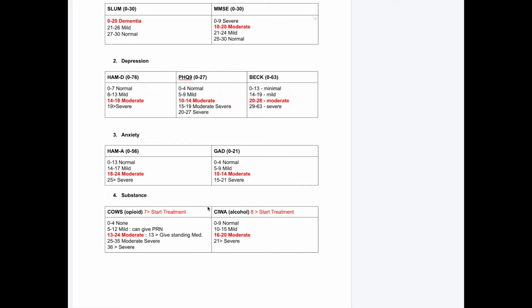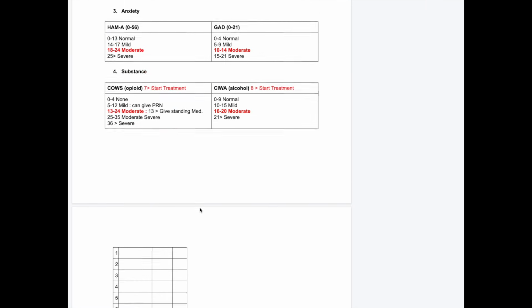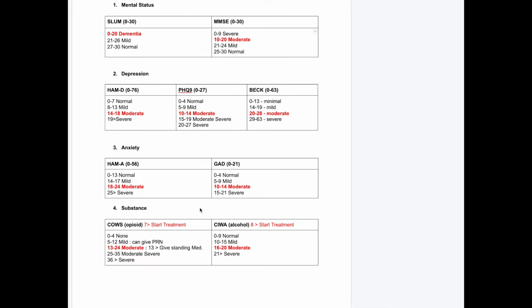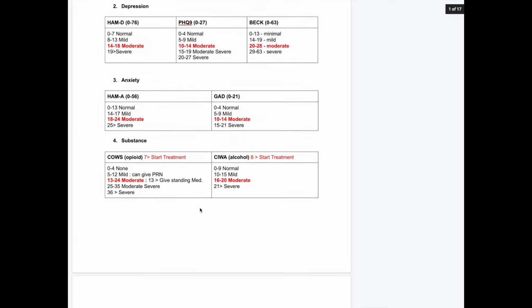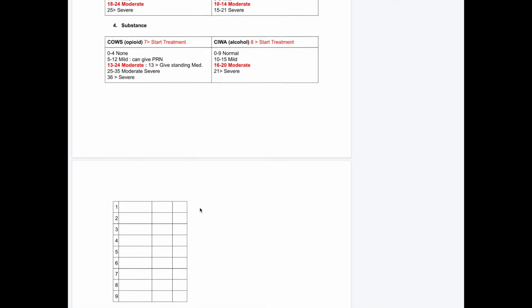So anyway, try to look through this and get an idea. What I think helped me was to know that there are different categories, the 4 categories, knowing the assessments that fall under each category, and then I went from there to the scales that I will be sharing. So I know from here you have 9 scales, right? So I just reviewed 9 scales, which are SLUM, MMSE, HAM-D, PHQ-9, Beck, HAM-A, GAD, COWS, and CIWA. Those are the 9 scales.